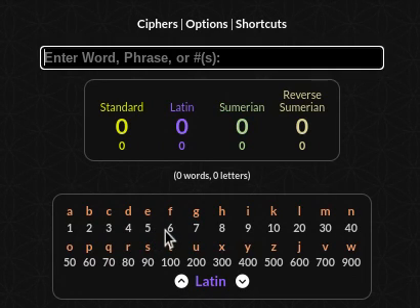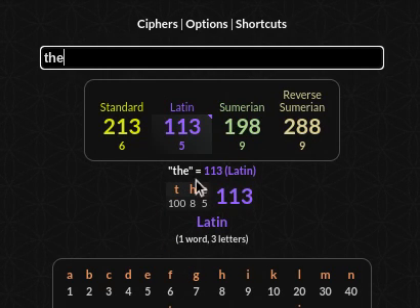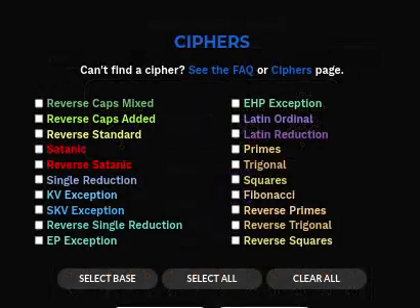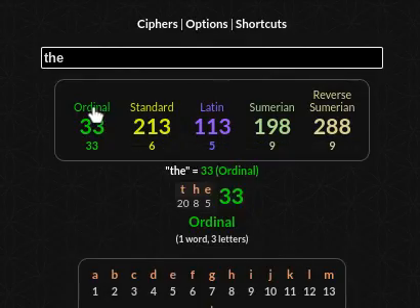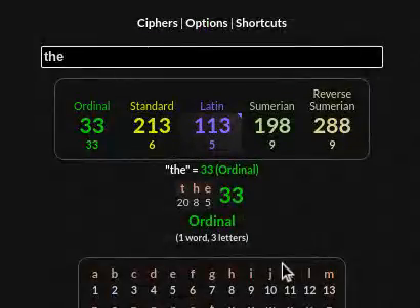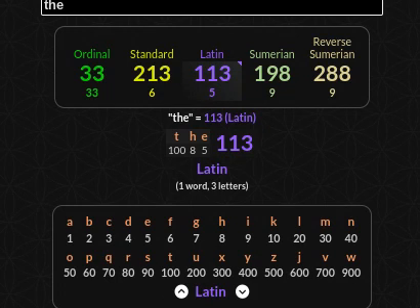Now if I type the word the, just for example, right, we get 113: T is 100, and then H is 8, E is 5, compared to the ordinal cipher, it will be 33, because remember, ordinal cipher is just the regular alphabet. Then compared to this one where we have the numbers switched around.